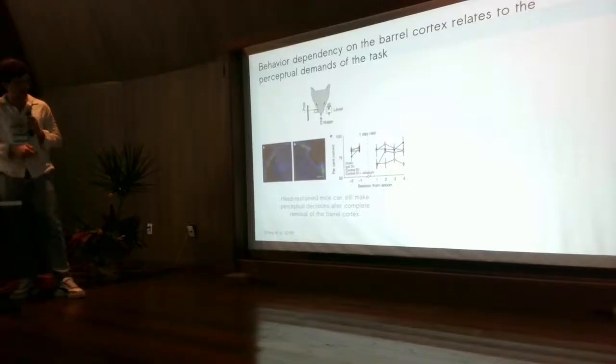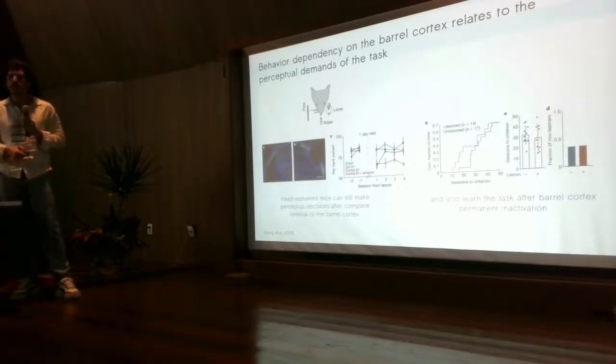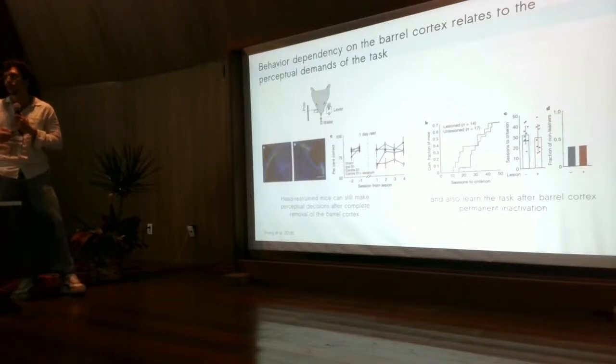For example, in this paper, in a similar task, mice, even after complete removal of the barrel cortex, had just a transient impairment in the first session. In the second session, they completely recovered the behavioral skills to expert levels. They can also learn the task at the same rate as the animals that were not lesioned. So this is a lesion before the task learning.